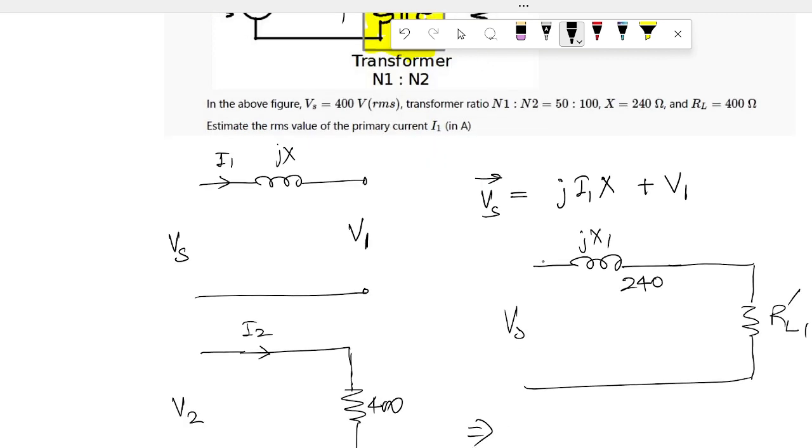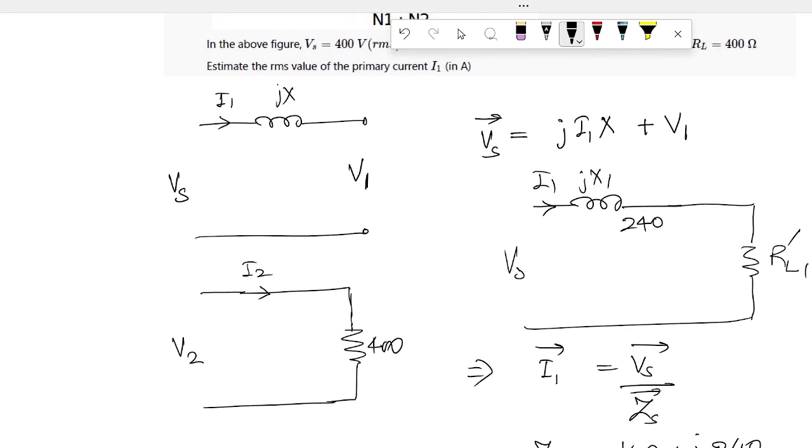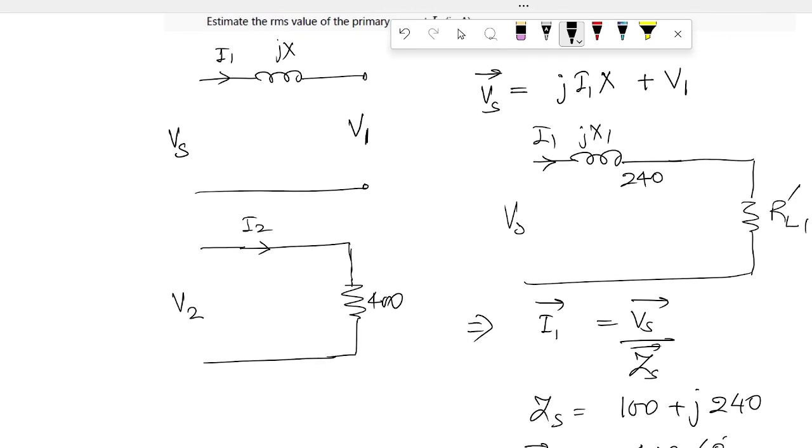They have asked for the primary current I1. I1 will be equal to Vs by Zs. Zs will be 100 plus j240. Vs is given in the question as 400 volt. So I1 will be equal to 400 angle 0, we'll assume Vs as the base phasor, divided by 100 plus j240.